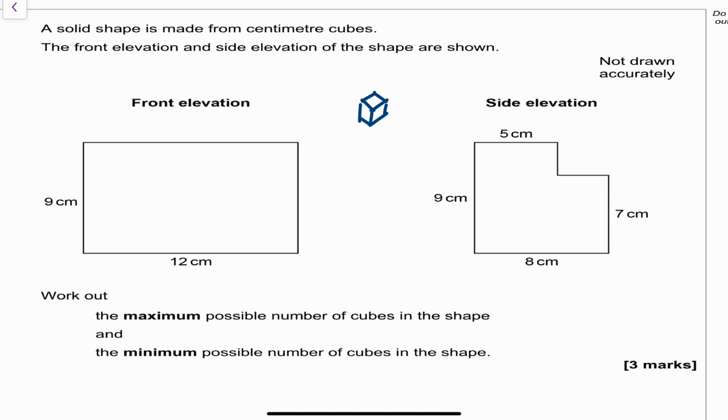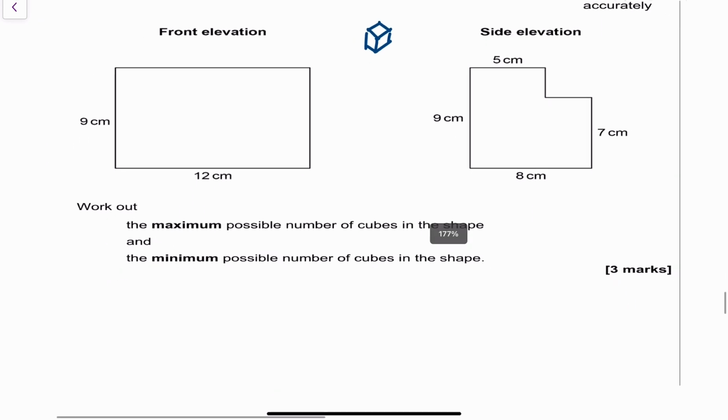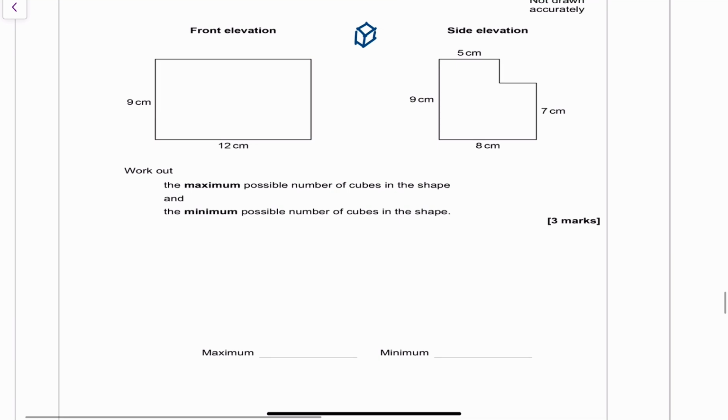The front elevation and side elevation of the shape are shown. So your front elevation is just a rectangle. The side elevation is this sort of compound shape made up of two rectangles. It says work out the maximum possible number of cubes in the shape and the minimum possible number of cubes in the shape. Okay, to do this, I'm going to do two different diagrams.